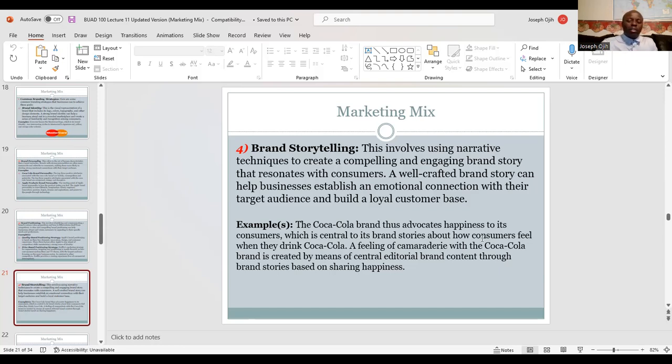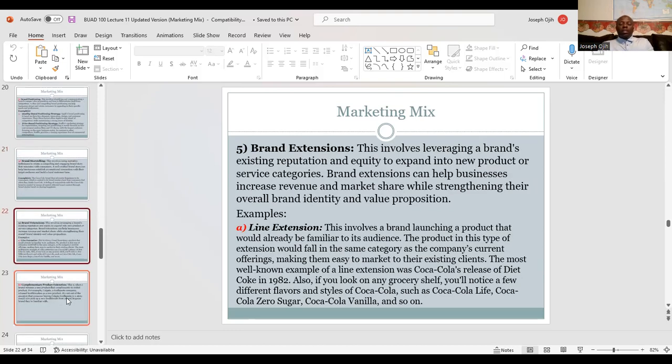There are other branding strategies, so I encourage you to explore more of those when you get a chance. There's one called brand extension. In this case, the business extends the original brand. Let me put it in the simplest way. The company leverages a brand's existing reputation, because a company like Coca-Cola or Mercedes-Benz already has a reputation. Brand extension means taking advantage of that reputation and equity to expand into new products or new services. With brand extension, your business can increase revenue and market share while strengthening its overall base.